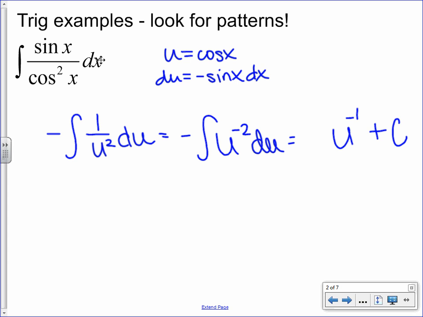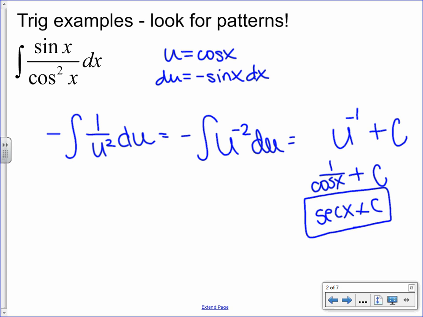So what we have is 1 over cosine of x. Shouldn't we factor that negative outside though? Yeah. Okay, we have this negative, but then when we raise to the power of negative 1, we have to multiply by that negative 1. Well, so they cancel out. Right?